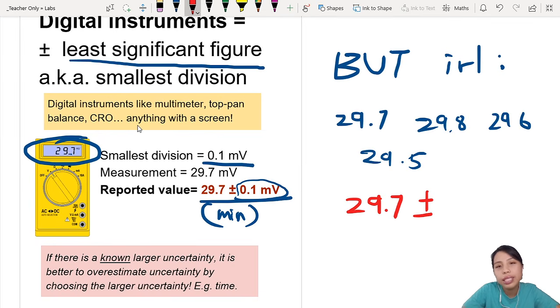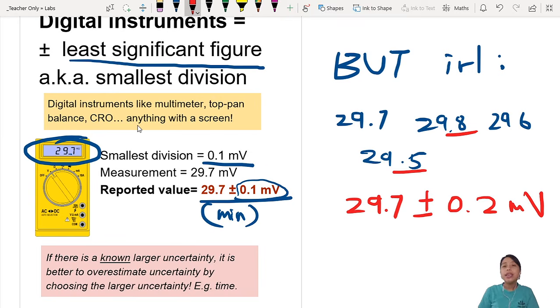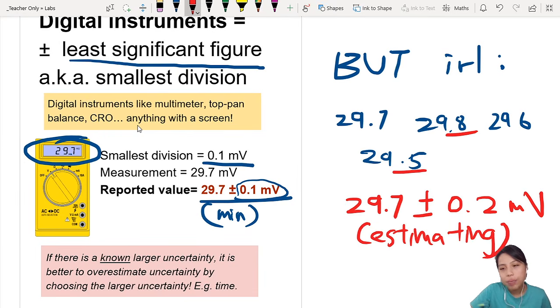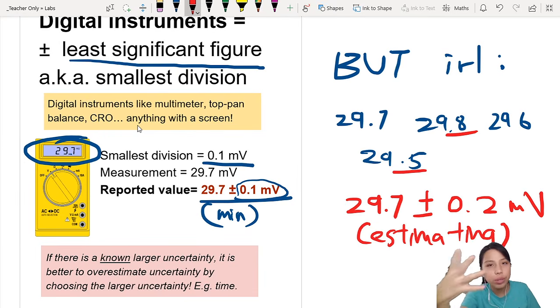You can do the range thing again, half the range. But if you're lazy to do that, you see the smallest is 29.5, the biggest is 29.8, so plus or minus 0.2 millivolts. Choose something bigger, it's okay. If your values are jumping a lot, choose something even bigger. So again, this is estimating only. This is the experimental skill. You need to know how uncertain you are when you're doing stuff in the lab.